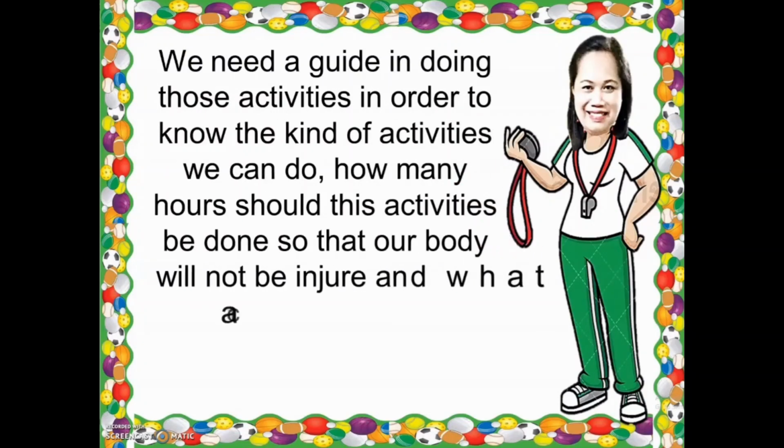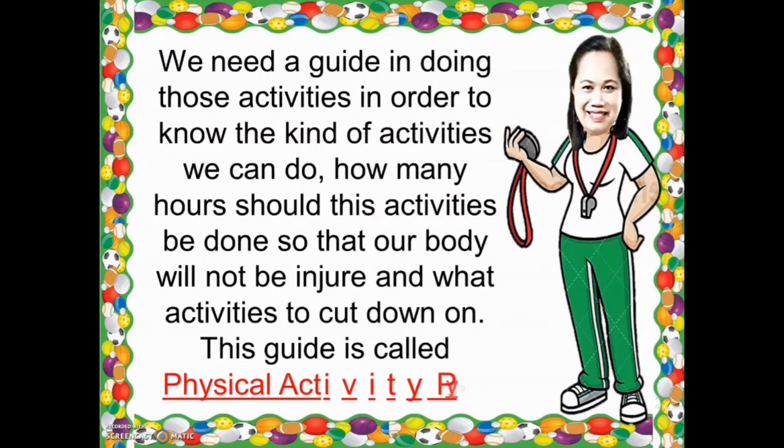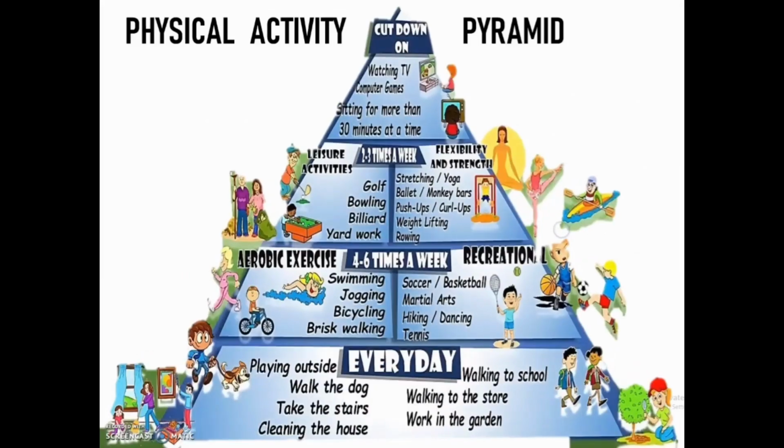Now, we need a guide in doing those activities in order to know the kind of activities we can do, how many hours these activities should be done so that our body will not be injured, and what activities to cut down on. This guide is called the Physical Activity Pyramid. So this is the Physical Activity Pyramid. It is divided into four: the activities that we can do every day, activities that we can do 4 to 6 times a week, 2 to 3 times a week, and the activities that we should cut down on.